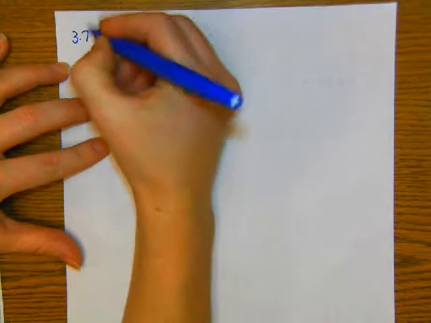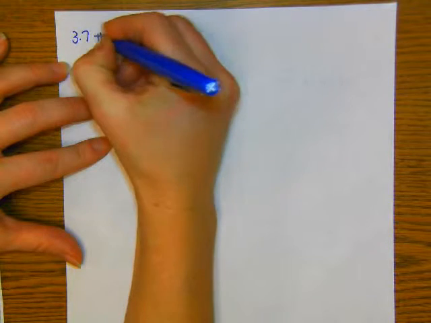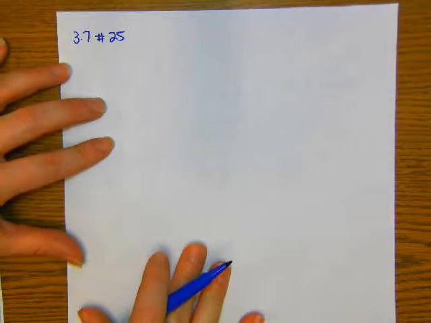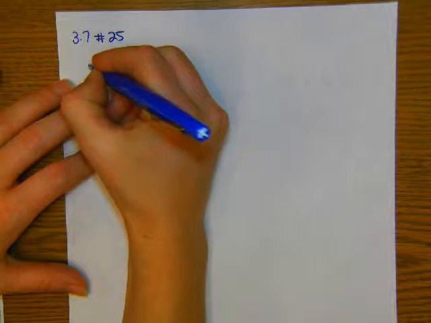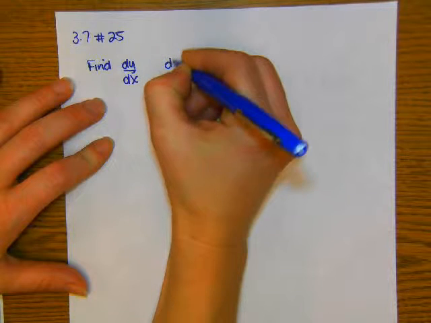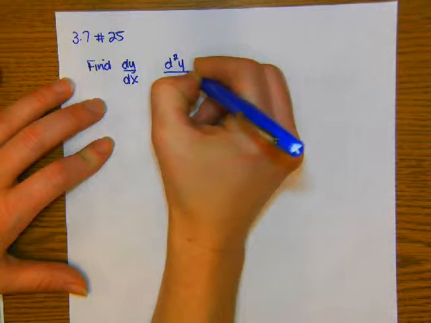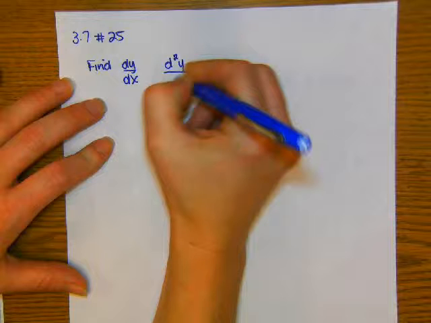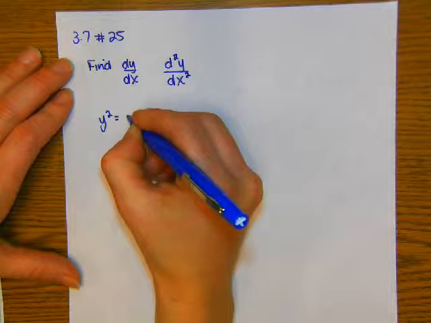Like a really, really inefficient way of doing it. Okay, so right now we are doing number 25. Okay, what does the problem say? Find the derivative and second derivative. Y squared equals x squared plus 2x. Okay.